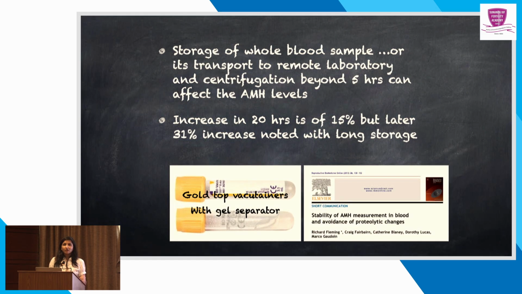Whenever we are collecting blood to measure AMH, it has to be taken into a gold top vacutainer. And if you are outsourcing your AMH, then you have to centrifuge that sample. If you don't centrifuge, there could be a false increase in the AMH, because during transport, if it takes a longer time, there is a 15% increase at 20 hours, but a 31% increase is noted with long storage. So whenever you are outsourcing the AMH sample, always centrifuge it and then send it for testing.